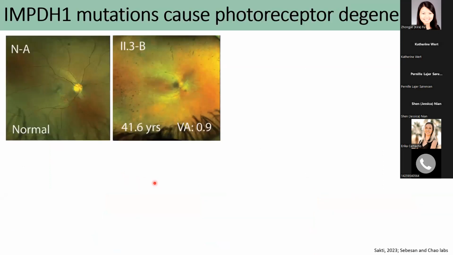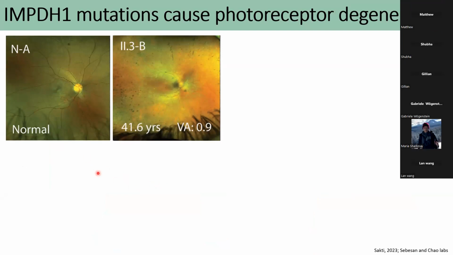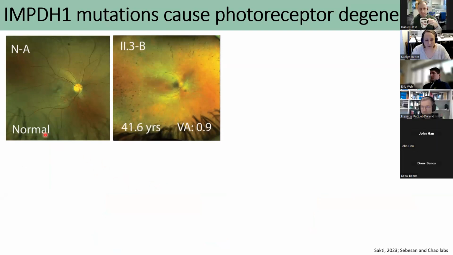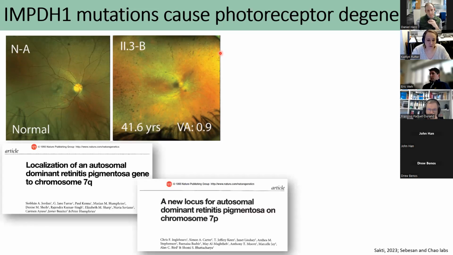All right. So I'm going to start with these fundus images. Here is a normal eye, and here is an eye from a patient that has an IMPDH1 mutation. And it looks similar to a retinitis pigmentosa phenotype, where traditionally in RP, you have narrowing of the peripheral field and then secondary cone loss. There's a ton of different proteins that can lead to RP and LCA, and IMPDH is one of those that was discovered in 1993 to be associated with photoreceptor loss.